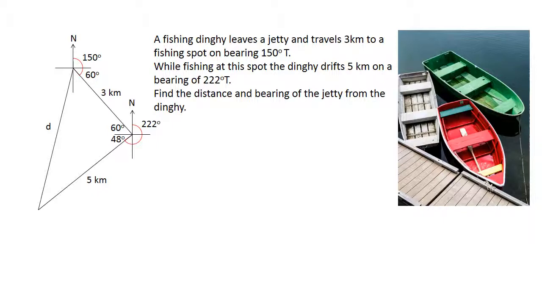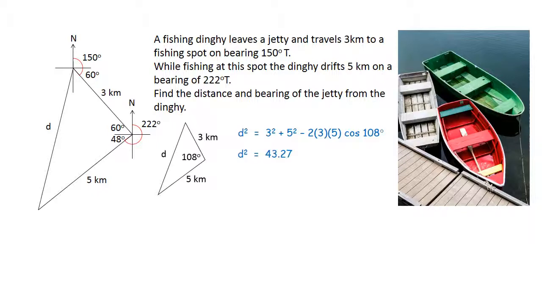Now we know enough about this triangle here to redraw it and use the cosine rule to work out the distance D. D squared is going to equal the sum of the other two sides squared minus twice their product times the cosine of the angle in between them. So it's the cosine of 108 degrees. Work it out and take the square root and we'll come up with the distance D is equal to 6.578 kilometres.